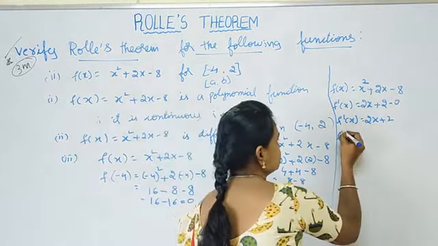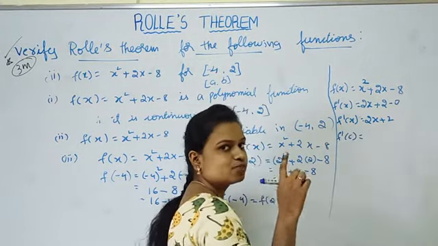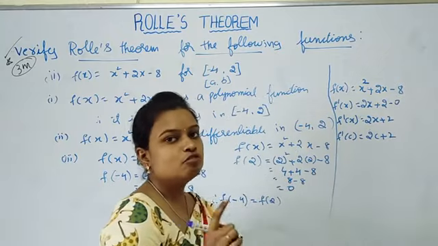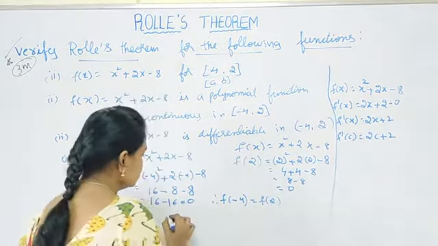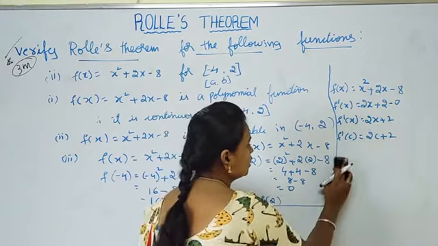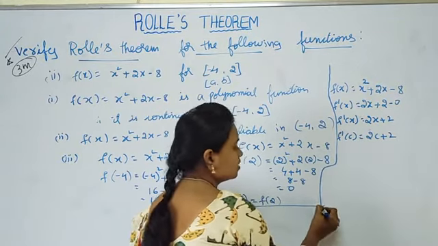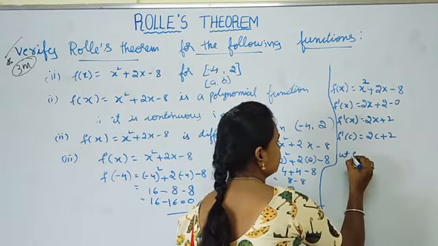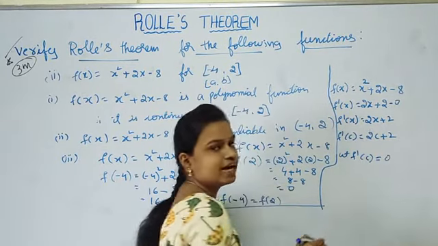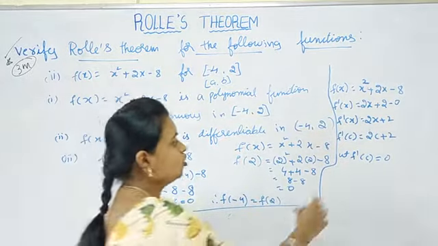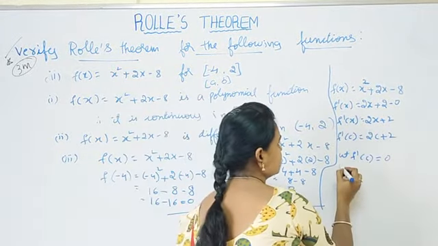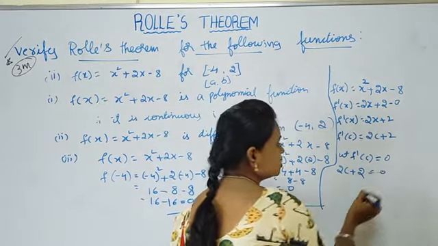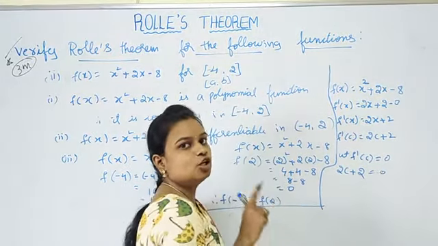But we want f dash of c. So f dash of c becomes, just replace x by c, 2c plus 2. So we have to find the value of c, right? So what is the condition for Rolle's theorem? f dash of c is equal to 0. So let us equate f dash of c to 0. What is f dash of c? f dash of c is 2c plus 2, right? Is equal to what? 0. We have to find the value of c.